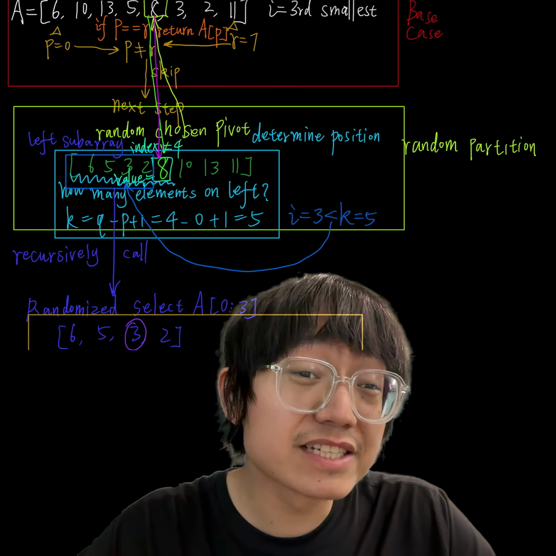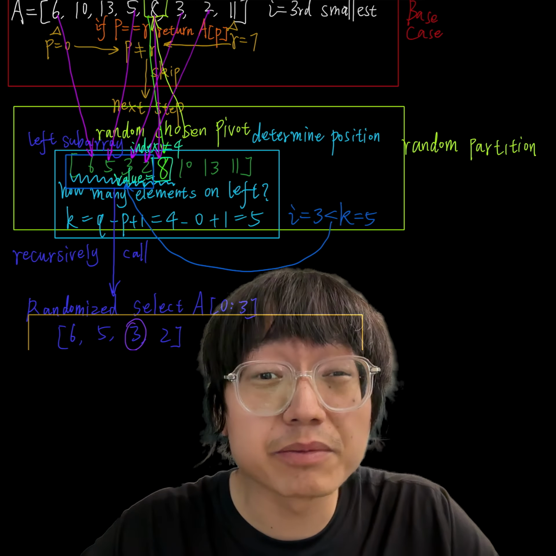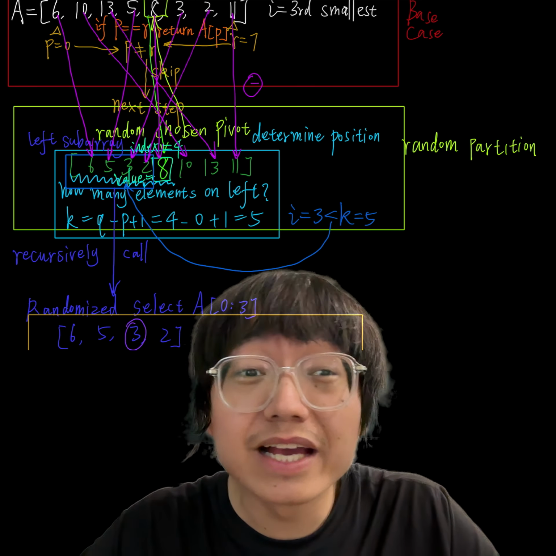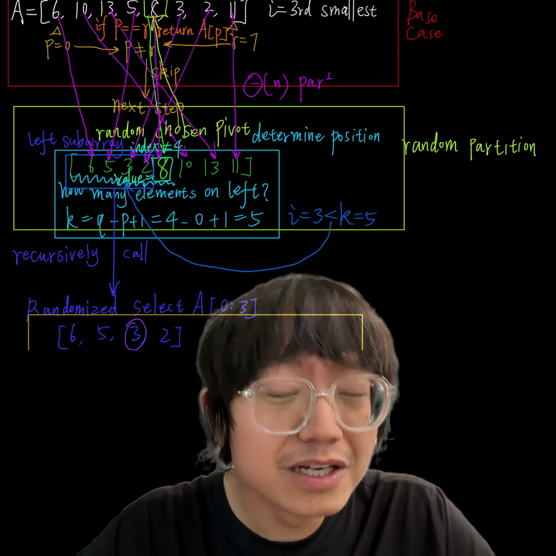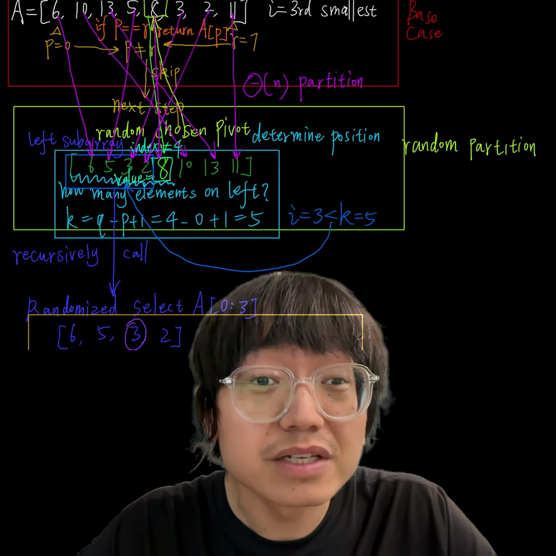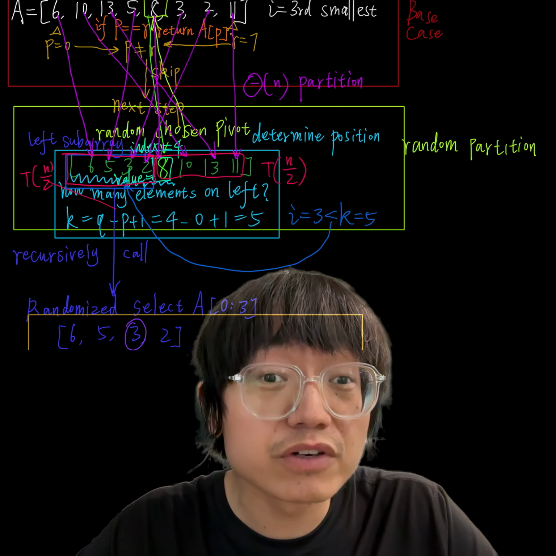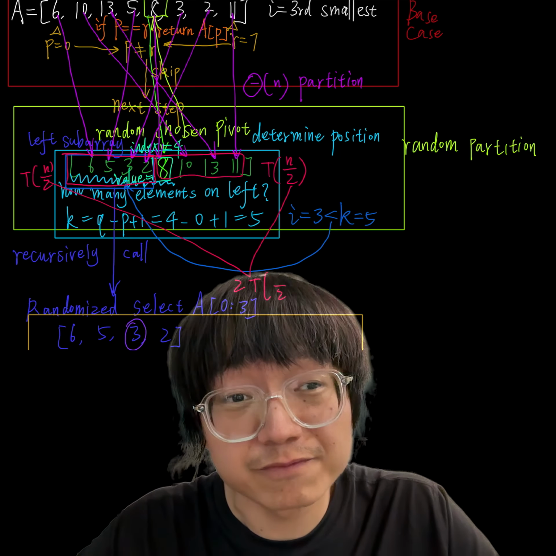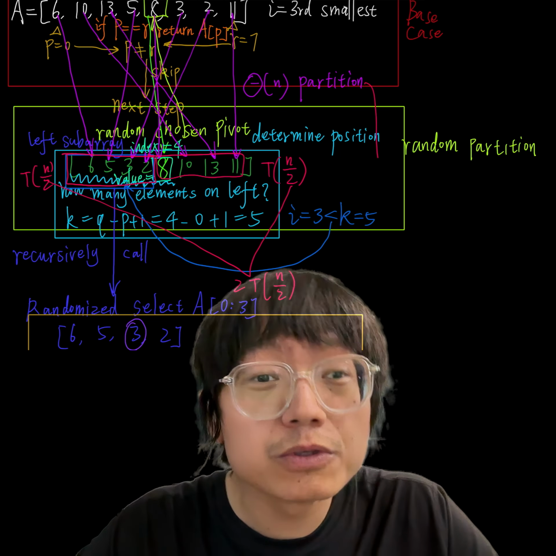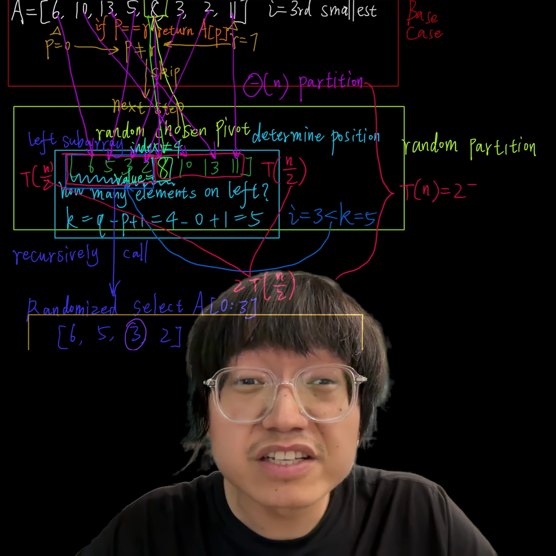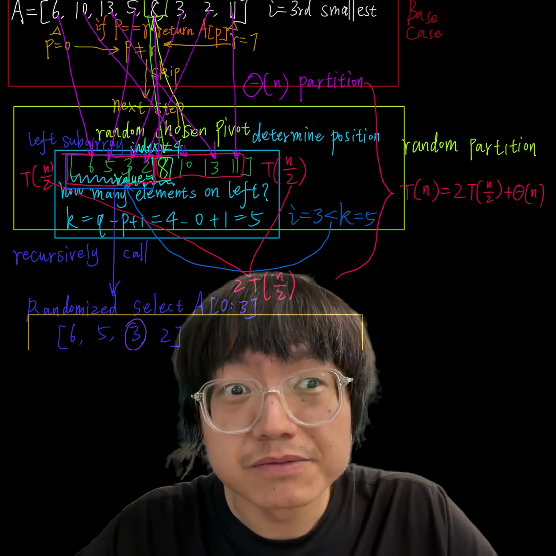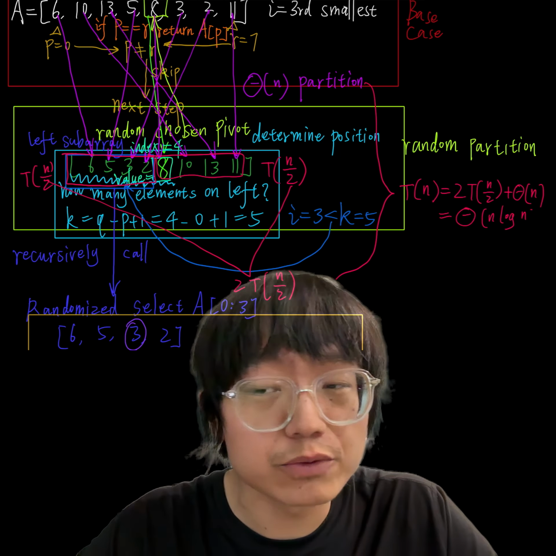So in the average case, the random choice of the pivot will typically split the array into two roughly equal parts, which gives us the recurrence T(n) = T(n/2) + Θ(n), which solves to T(n) = Θ(n). So this is the average case scenario.